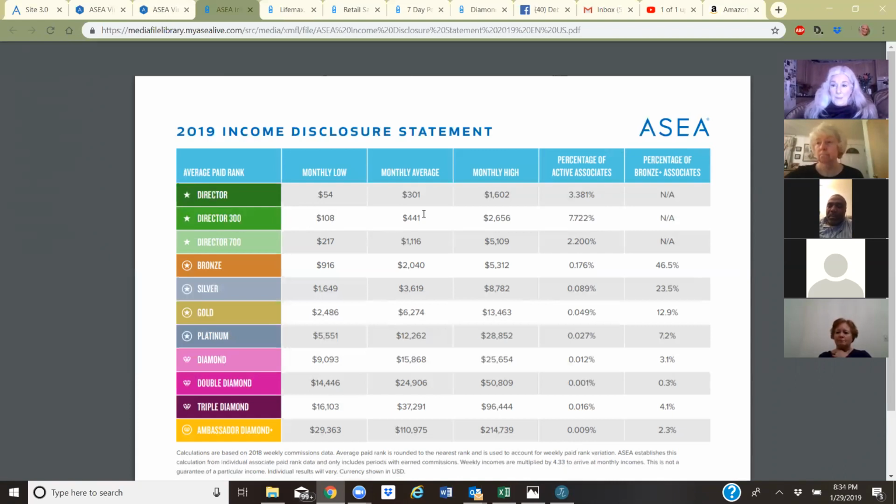Because if you're showing somebody who has no interest really in the business, but wants to make a little bit of extra money, to get to director 300 or 700 is not that hard. But this monthly income here could be a car payment for someone, and this could be a house payment for somebody, just at director, director 300 and director 700. And that's wonderful to be able to show them.